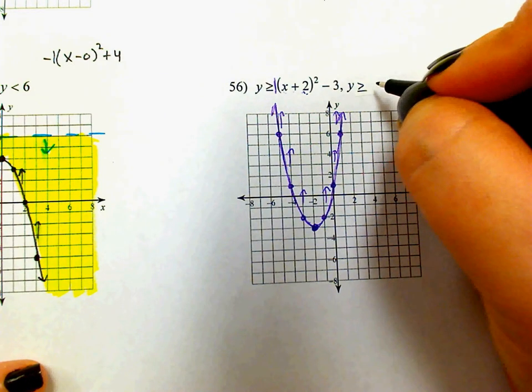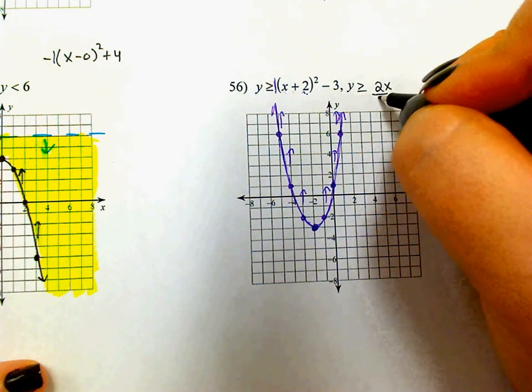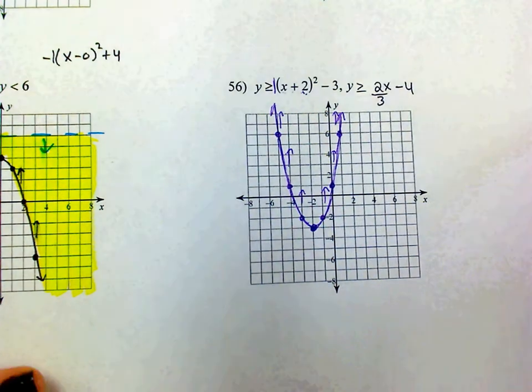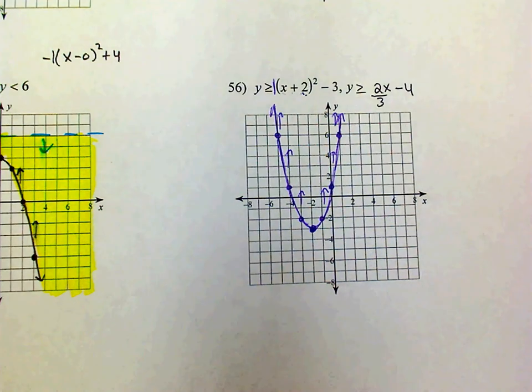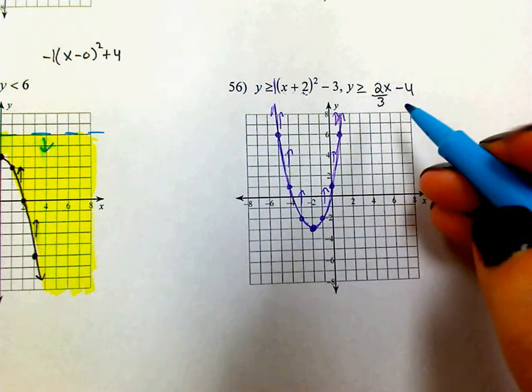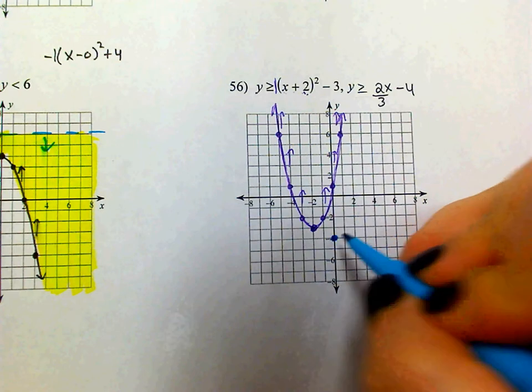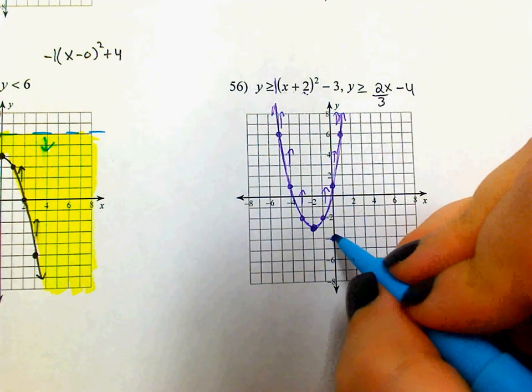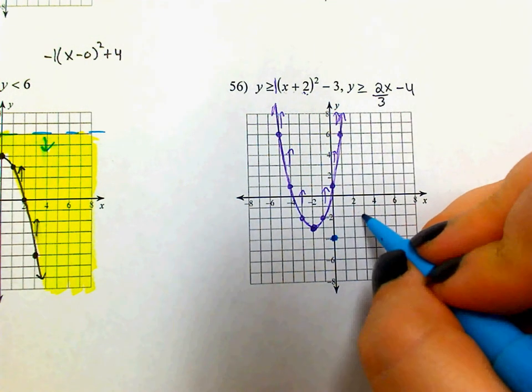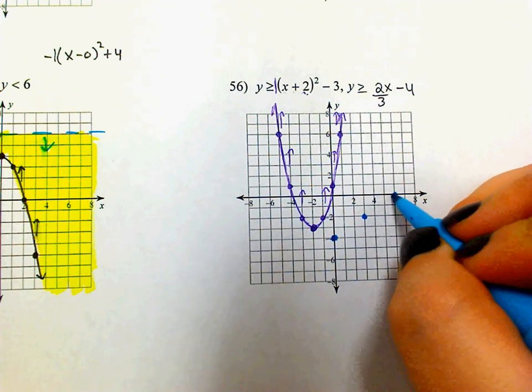Okay, so 2/3 x minus 4 is a linear function. You've got negative 4, which is the y-intercept, and then a slope of 2/3, so up 2 over 3, 1, 2 over 3, down 2 over 3. This is greater than or equal to, so this is a solid line. And it says greater than.